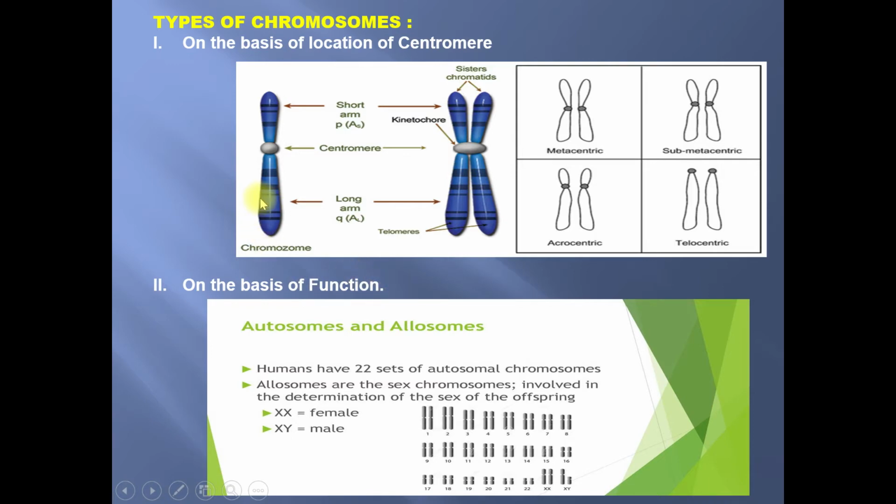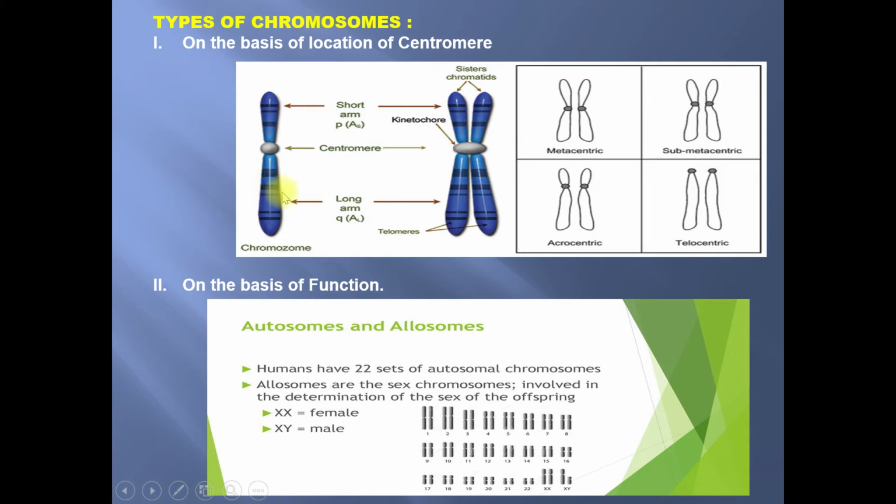Now, on the basis of the location of the centromere, this is the centromere, this is a single strand of chromosome, and this is a duplicated strand having two sister chromatids. The centromere here joins the two sister chromatids, and it also joins the chromosome to the spindle fibers during cell division. So, sister chromatids are only observed during the cell division stage. Each chromosome has two arms, the P arm and the Q arm.